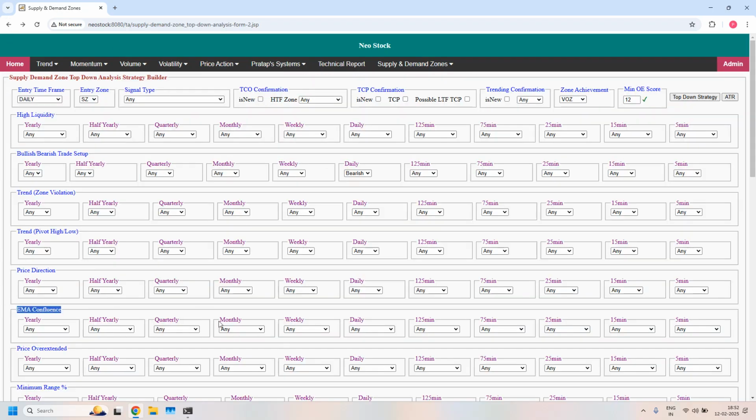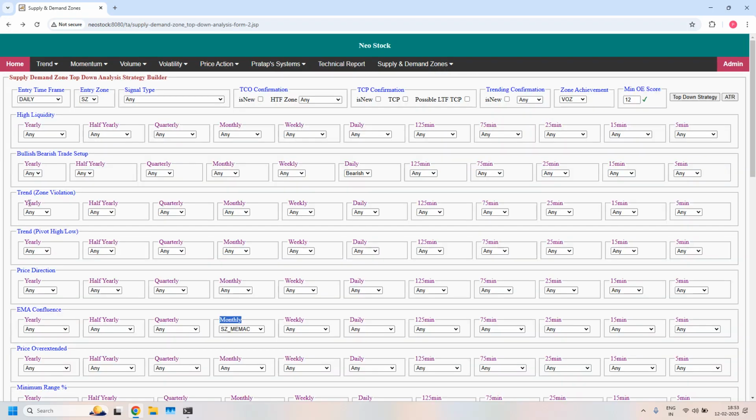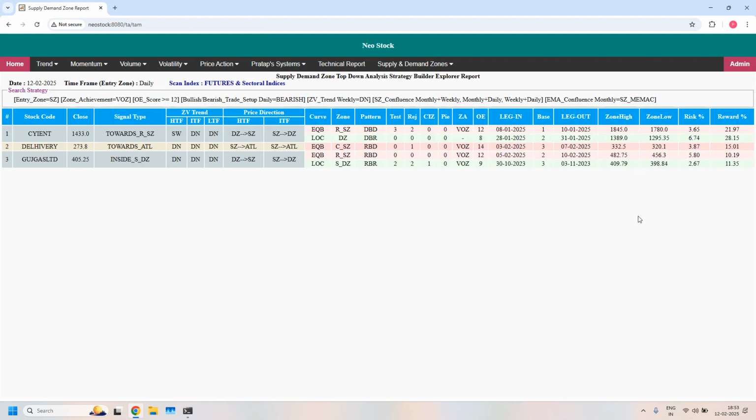In the EMA Confluence monthly time frame, monthly supply zone having monthly EMA Confluence or not, we got all the 3 stocks. But you need to eliminate the first one, it is sideways. We can also filter here itself. Weekly time frame trend should not be sideways, it should be downtrend because it is bearish trade setup.